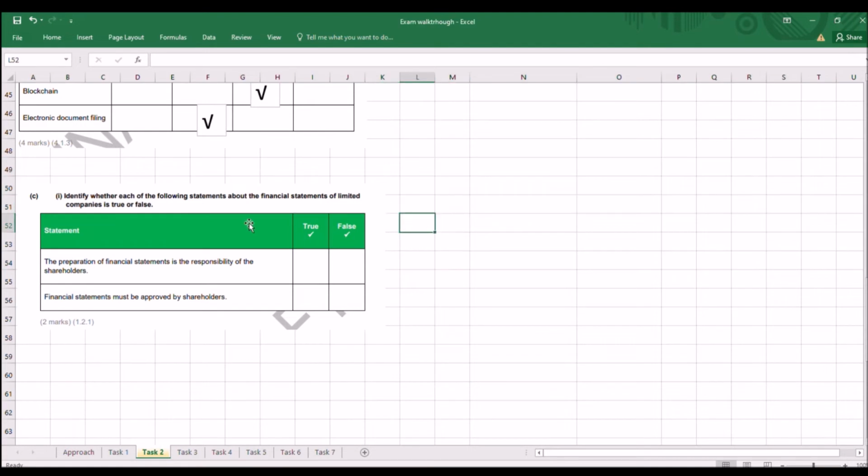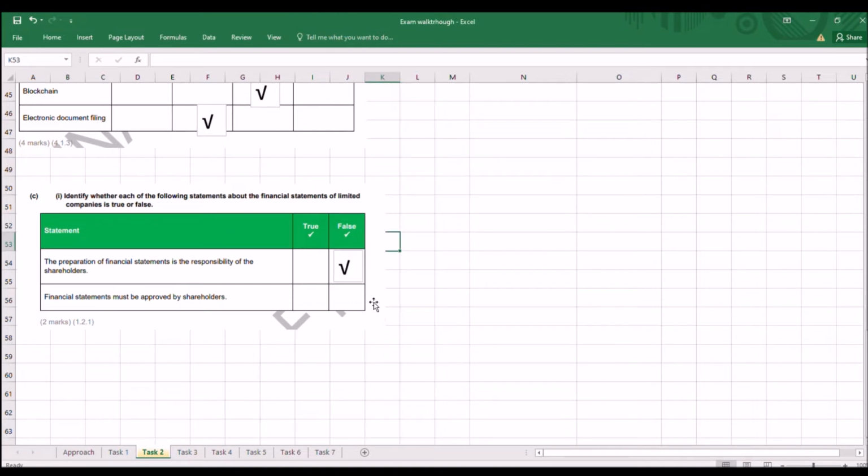Identify whether each of the following statements about financial statements of limited companies are true or false. So, financial statements of limited companies. We've got limited liability here, disclosure versus liability. And the preparation of financial statements is the responsibility of the shareholders. Okay, I'm not sure about that one, really. No, it's not really. It's the responsibility of the managers.